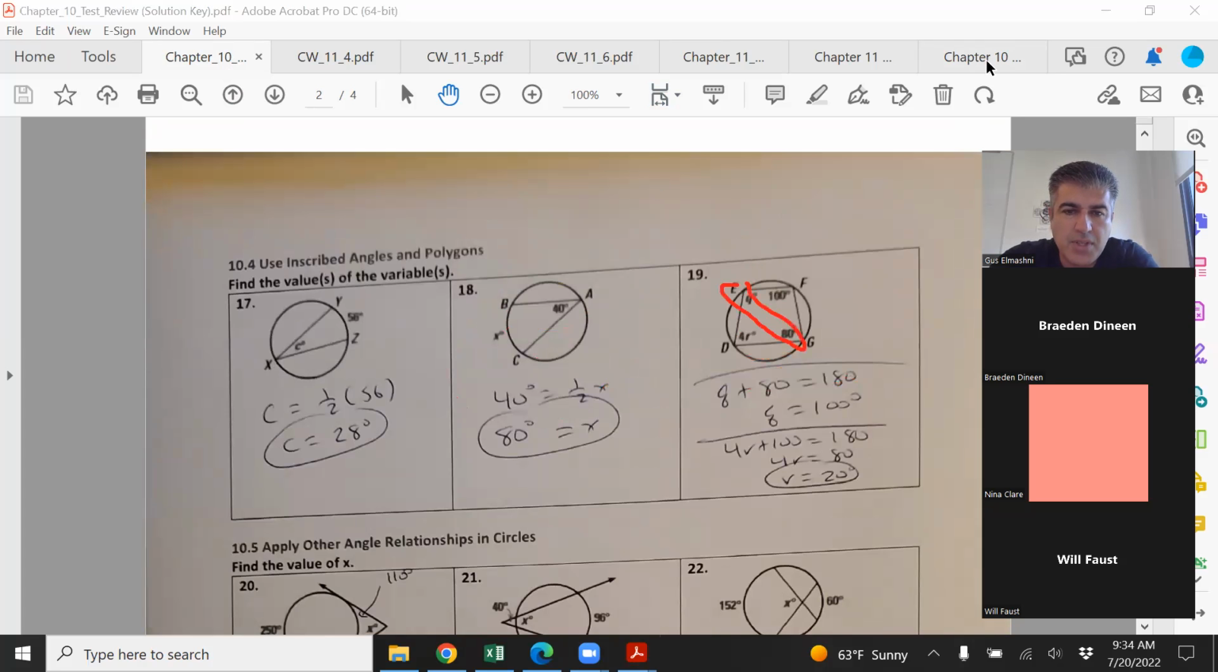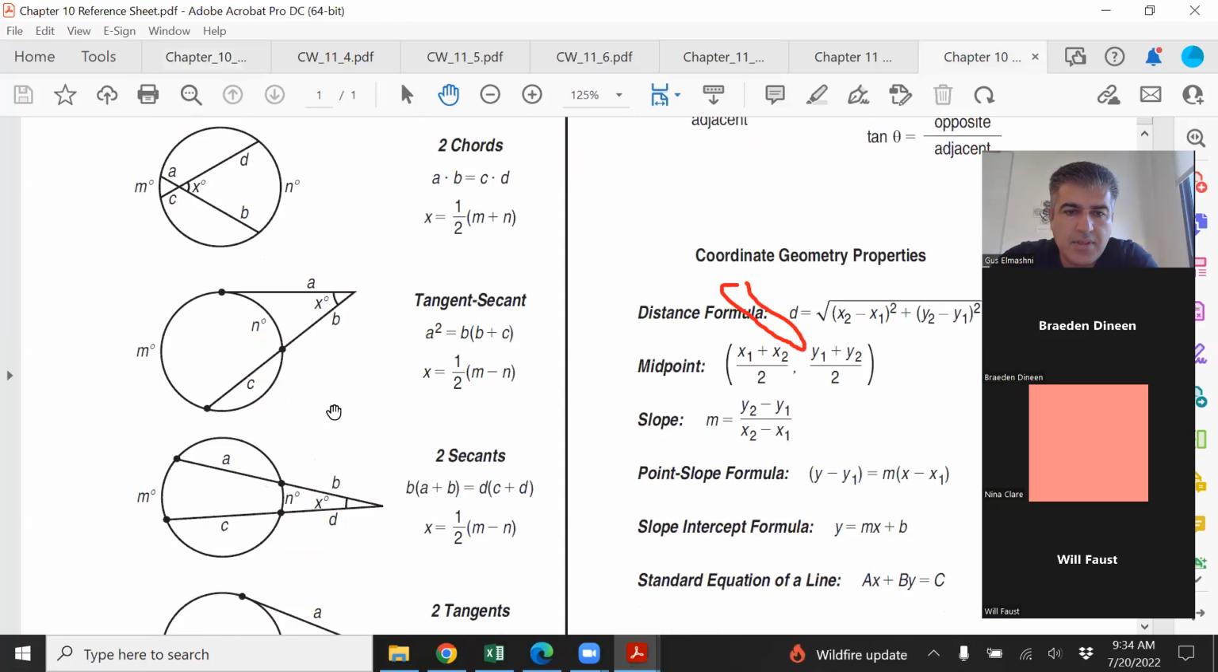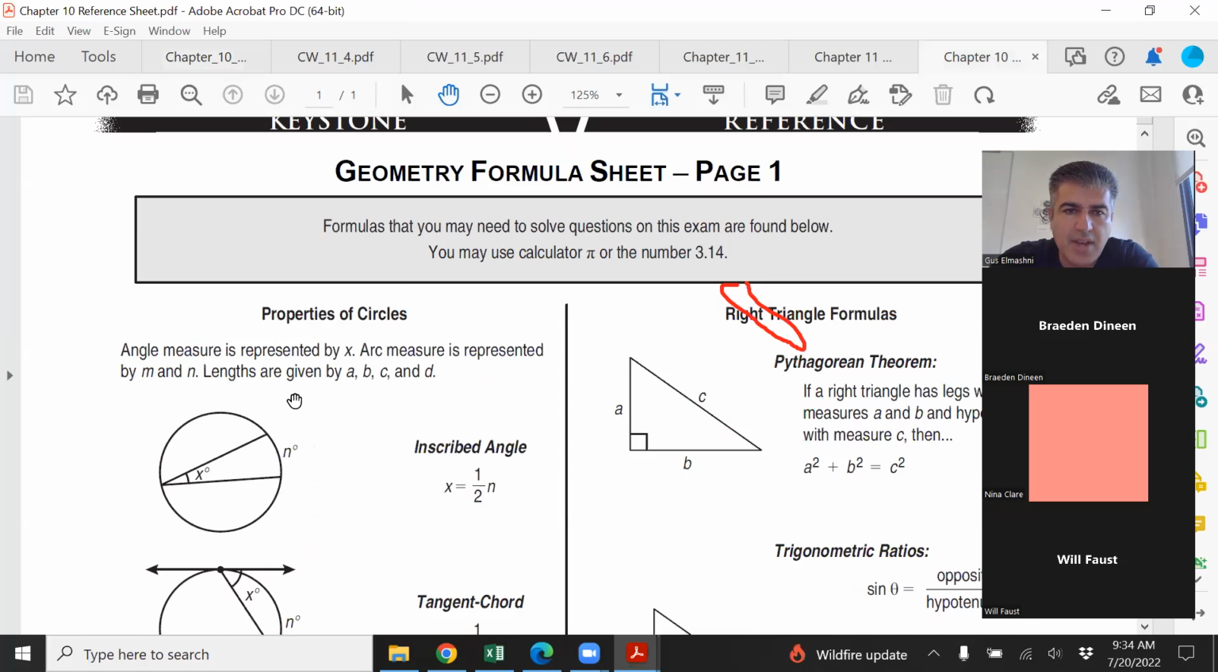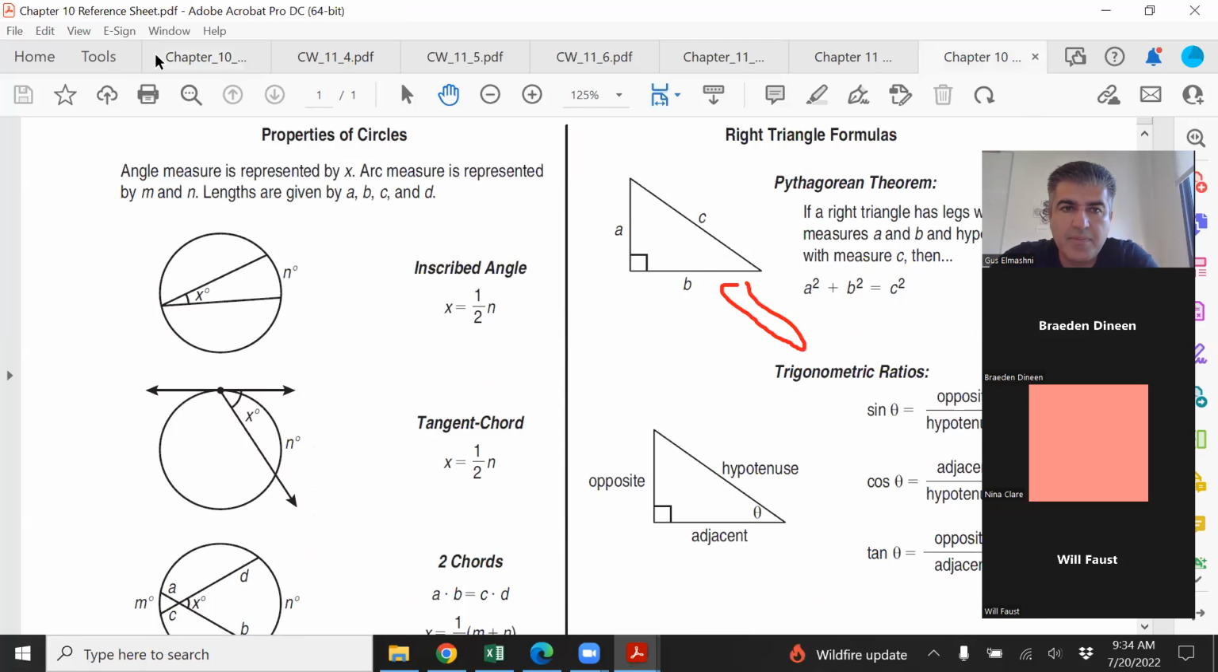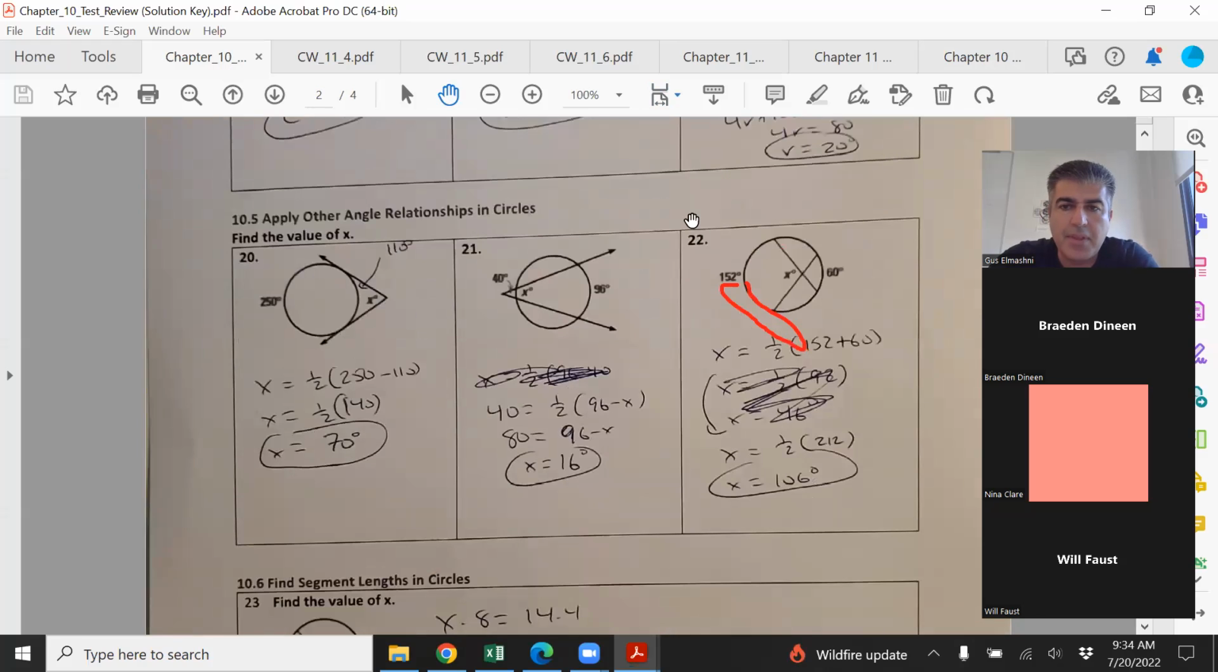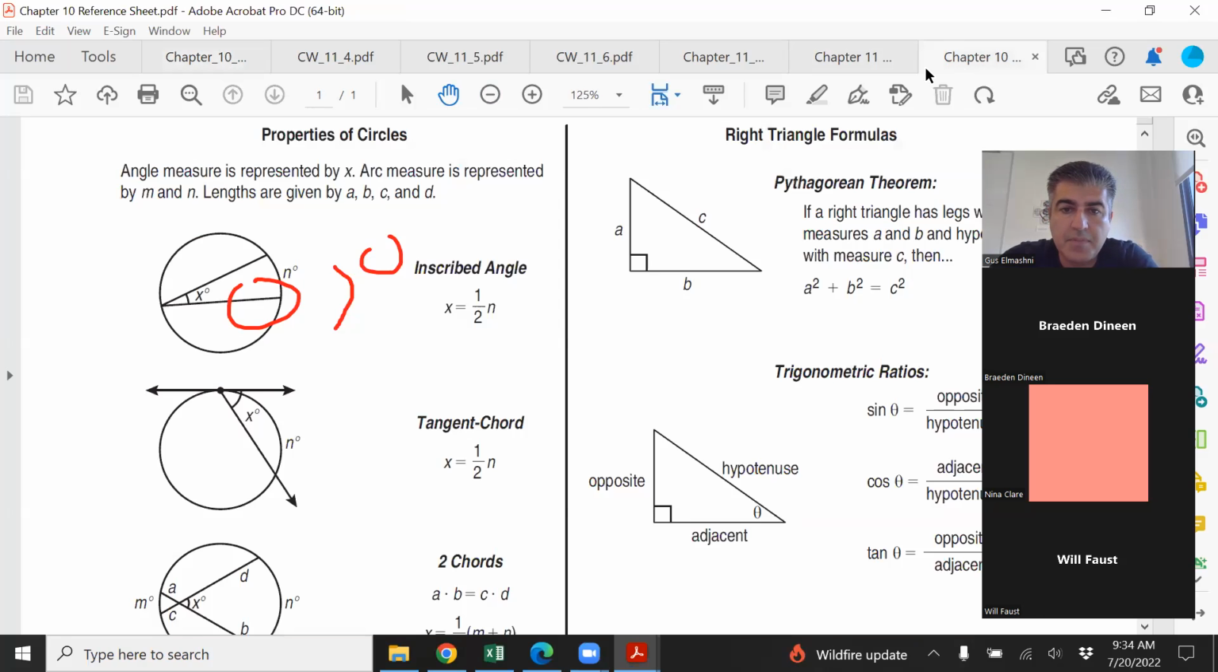I don't know if that's on the reference sheet. Okay, actually that's not on the reference sheet, so your notes should have it. But I know this is on the reference sheet. If that's 250, then this portion right here is 110. I know that's in the reference sheet.